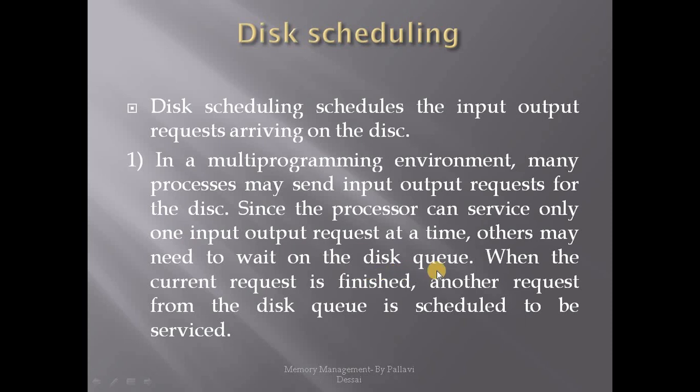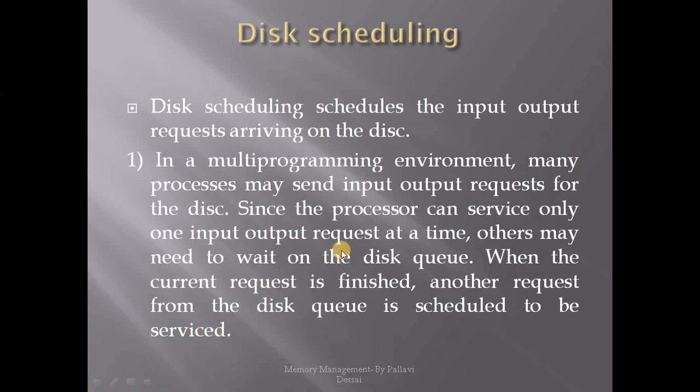The read-write arm of the hard disk cannot read the data or write the data to the hard disk at the same time for all the processes. It needs to do only one read operation or one write operation of a process at a time. So other processes have to wait. When the current request is finished, another request from the disk queue is scheduled to be serviced.